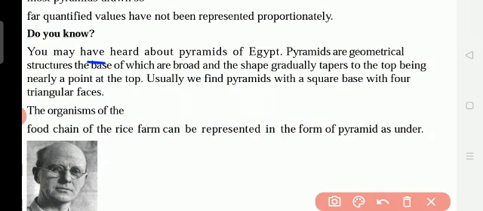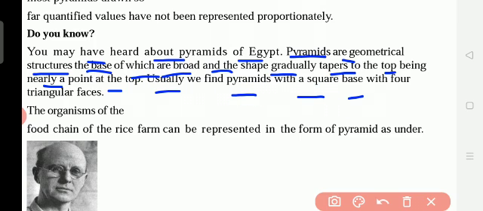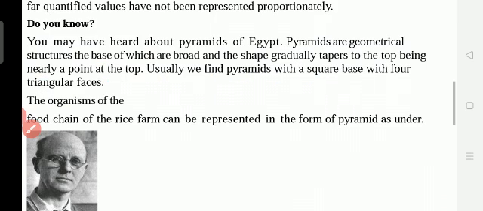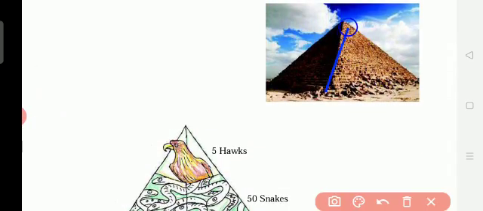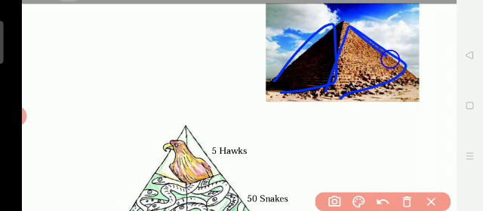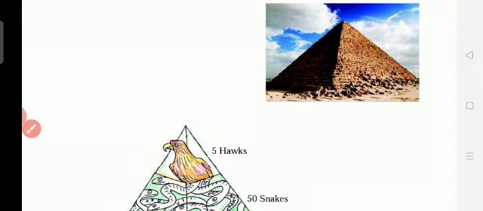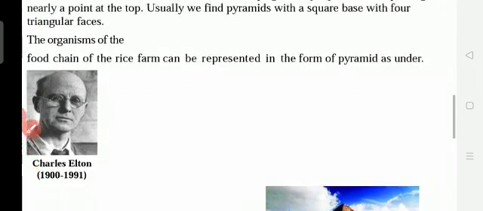And do you know, you may have heard about the pyramids of Egypt. Pyramids are mostly present in Egypt. Pyramids are geometrical structures, whose base is broad and whose shape gradually tapers to the top, being nearly a point at the top. Usually we find pyramids with a square base with 4 triangular faces. So it has 4 triangular faces, right? This side one triangle, this side one triangle, and that side one triangle. 4 triangles are there in this.